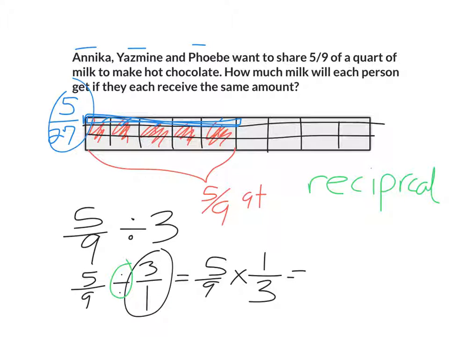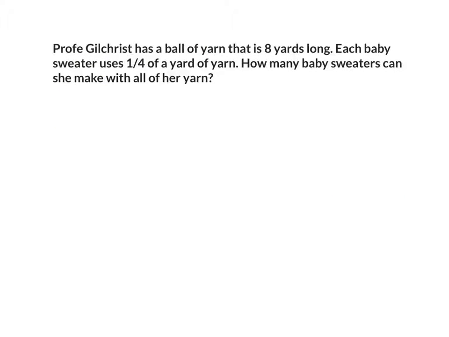So now we can multiply. 5 times 1 is 5. 9 times 3 is 27. So each girl will receive 5/27 of a quart of milk to make their hot chocolate. Let's try a different one.